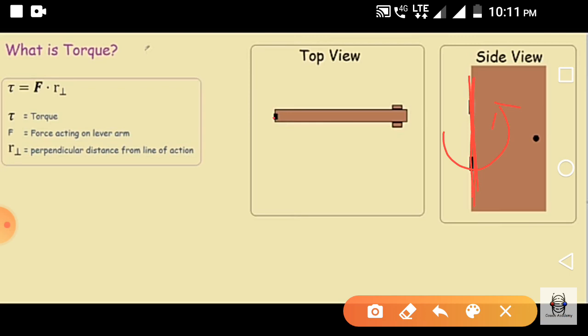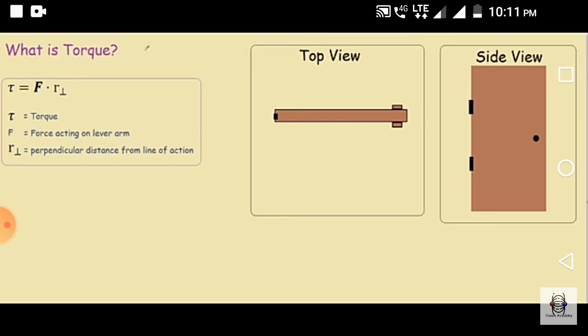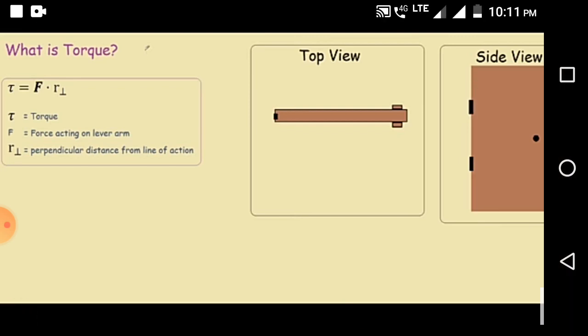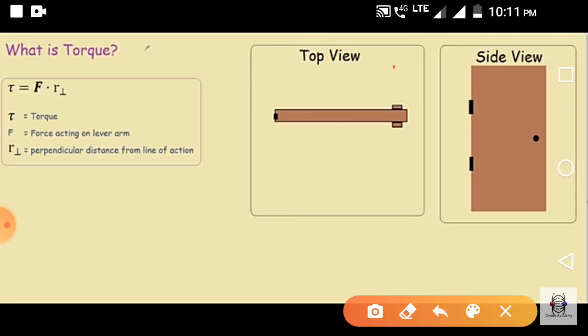Okay, this point is the pivot. Now see, the force is applied here, and here the pivot is, so the door will open or close. So what are the two factors on which this torque, this moment of force, depends? That means the turning effect of the door, the closing or opening of the door, depends upon.